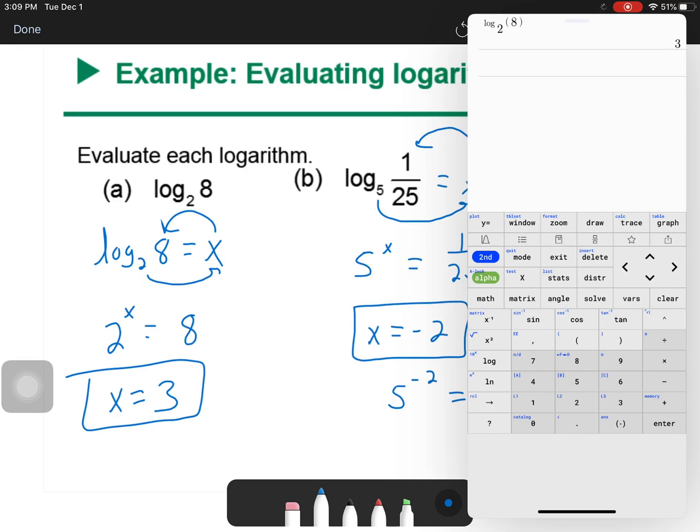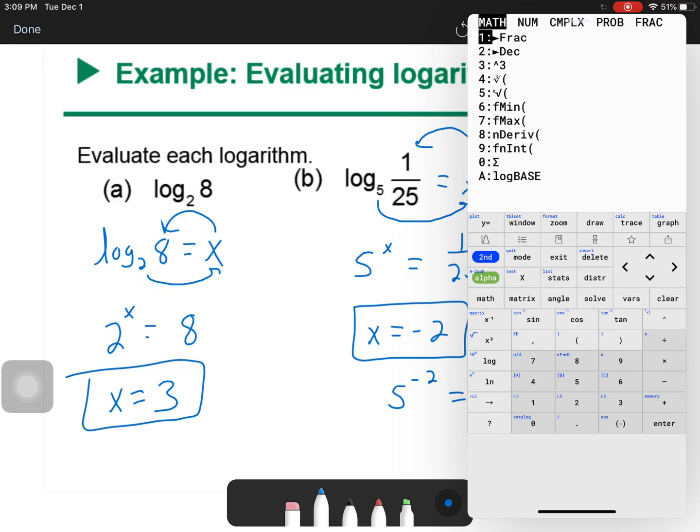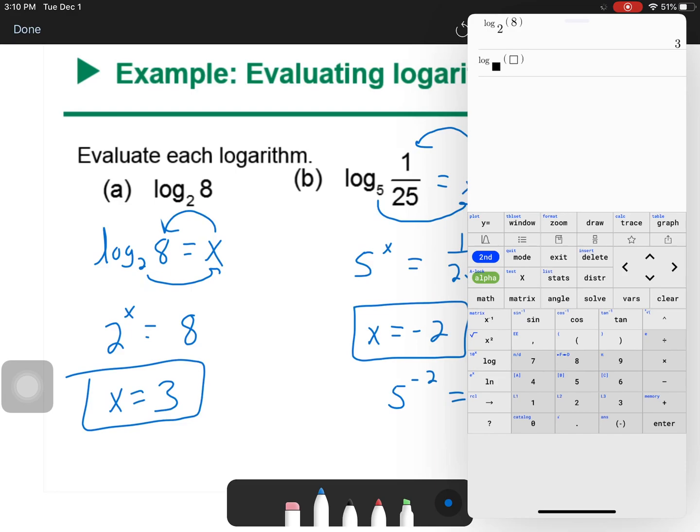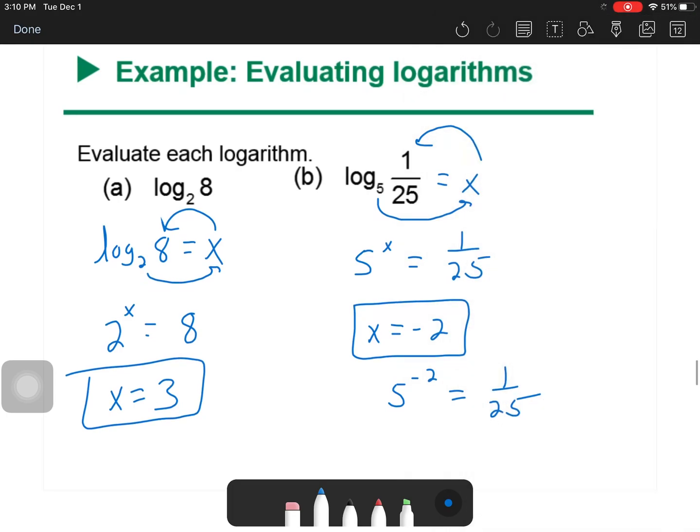If I was doing that other one, my math button, and then it was A, and then base 5 and then 1/25th, doing 1 divided by 25, and enter, so -2. So you can check them on your calculator that way, using the math and then the log base button on there.